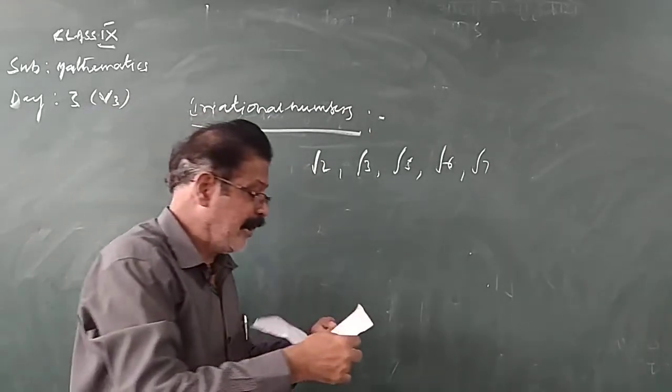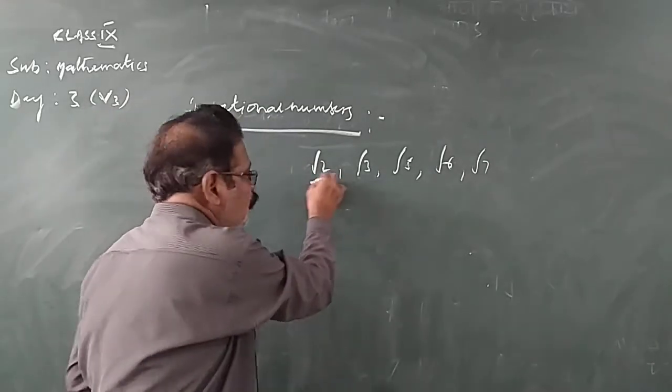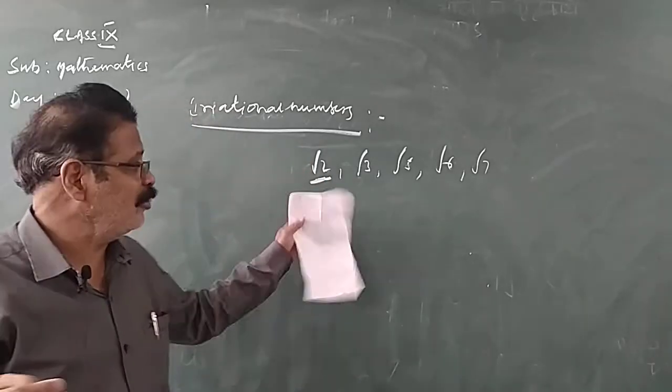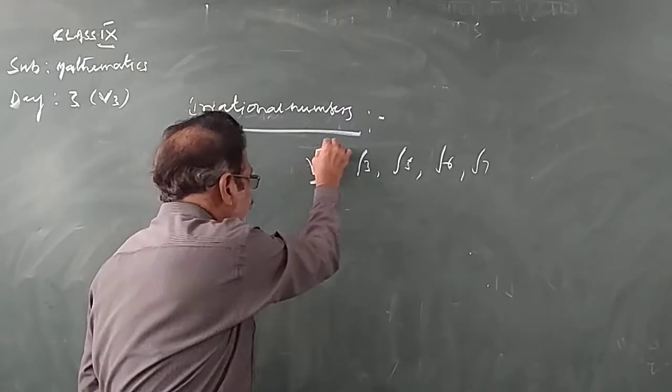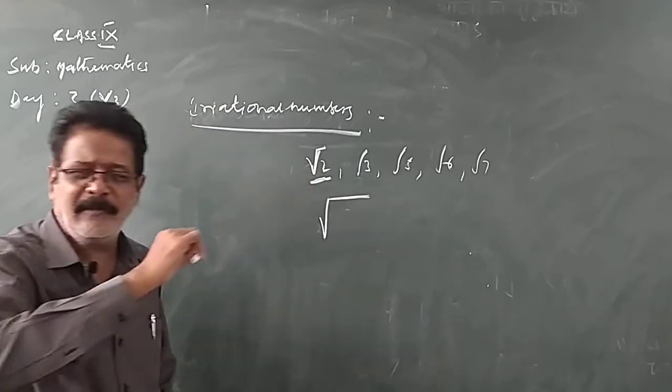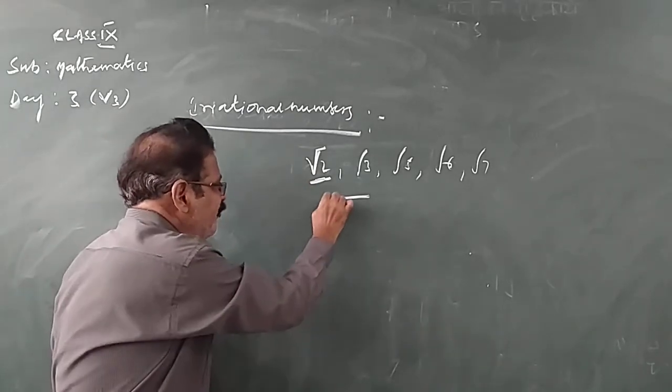So, what is the value of root 2? How to find the square root? Find the square root of 2. This is root 2. What is the symbol for square root? This is the square root symbol. Here, nothing written means the order.